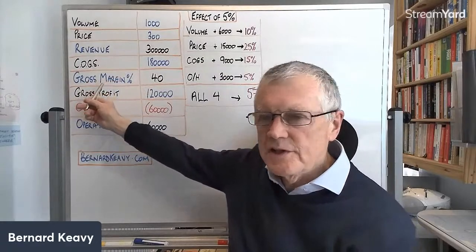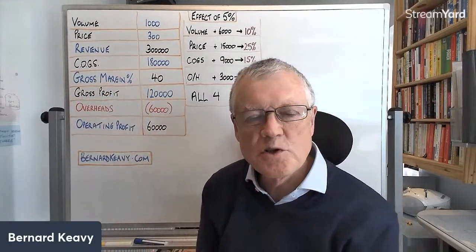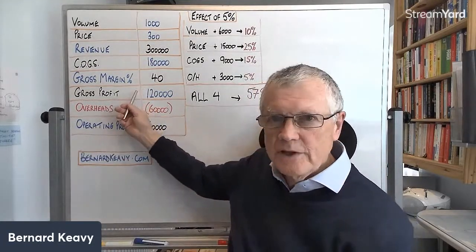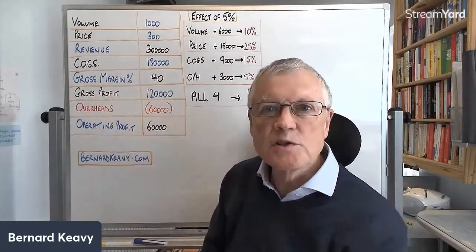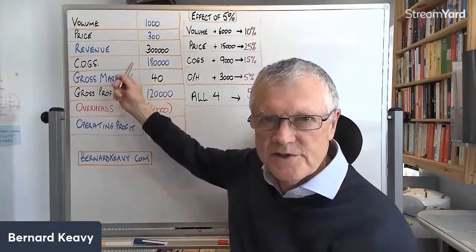And the difference between the two is called our gross profit. And the gross margin is how much the gross profit is as a percentage of our revenue. So here, the gross profit is 40% of our revenue. So the gross margin is 40%, which means that our cost of goods sold are the other 60%.